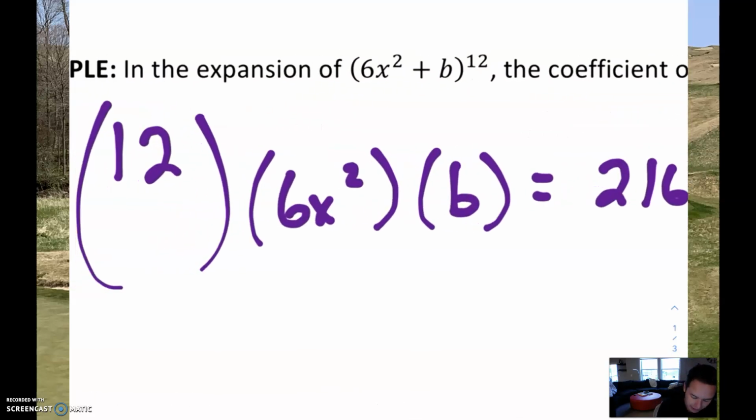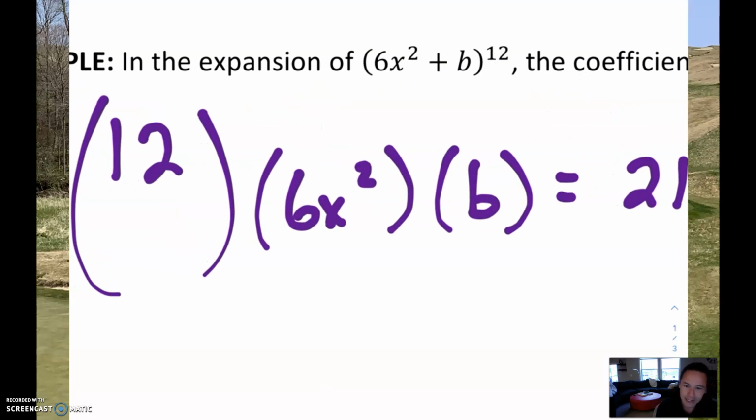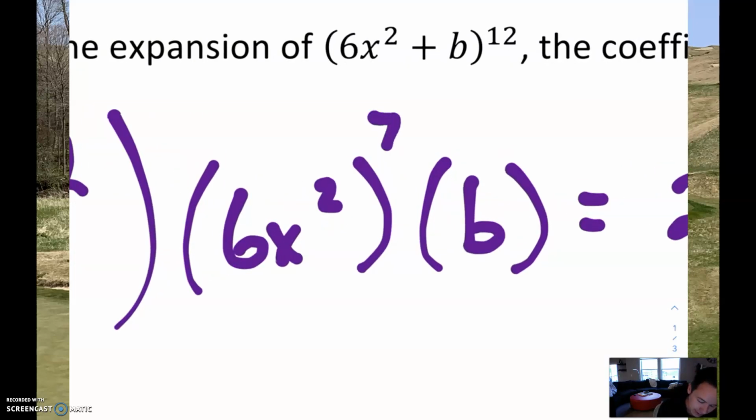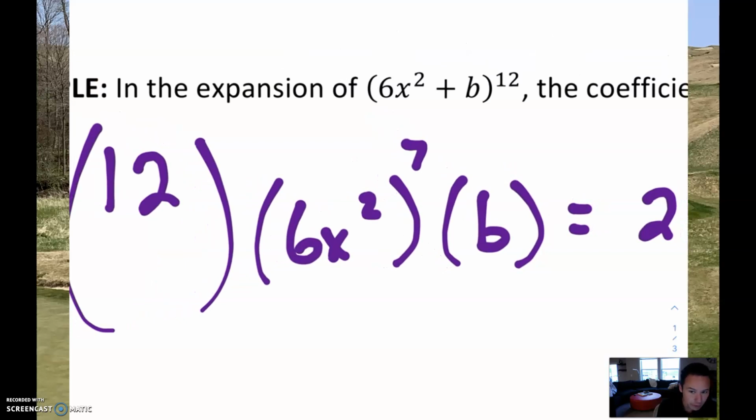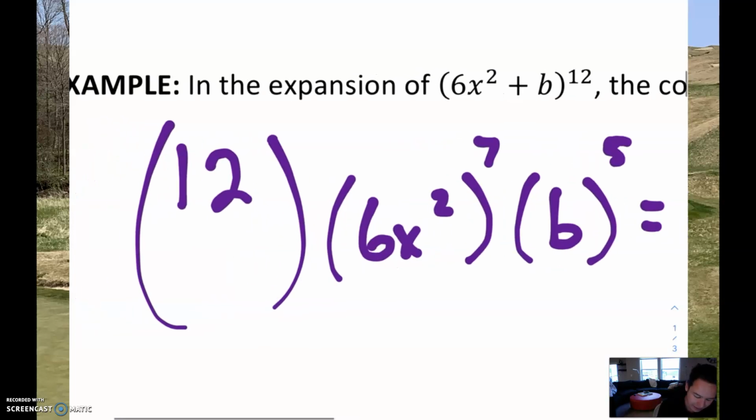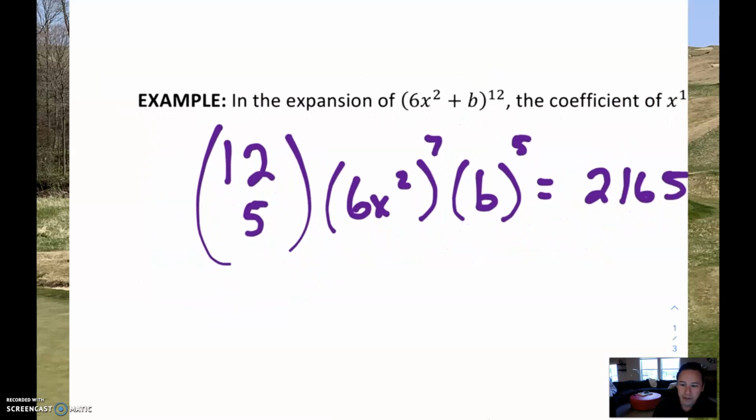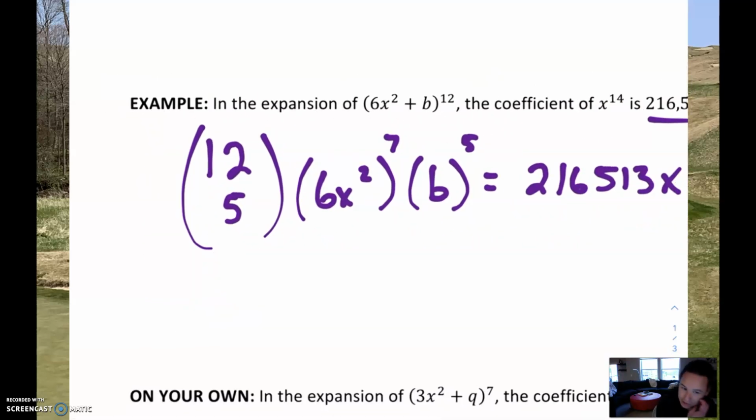Now you'll notice this is already an x squared. So in order to make it x to the 14th, we can put a 7 up there. X squared to the 7th power would make x to the 14th. Now if this is a 7, we know that they have to add up to 12, so let's put a 5 here. And if that's a 5, then this is also going to be a 5.